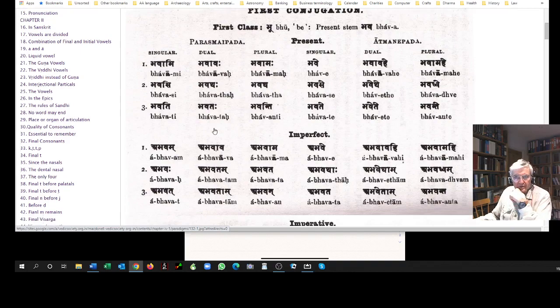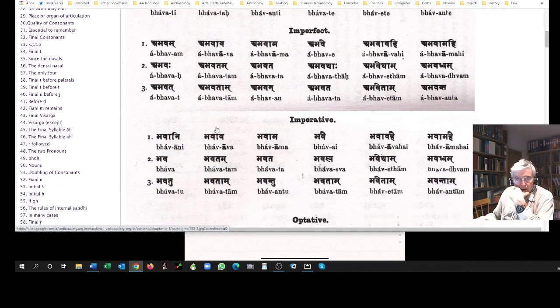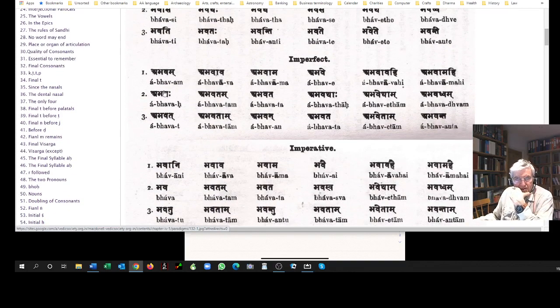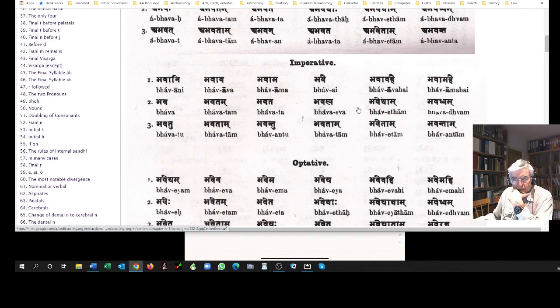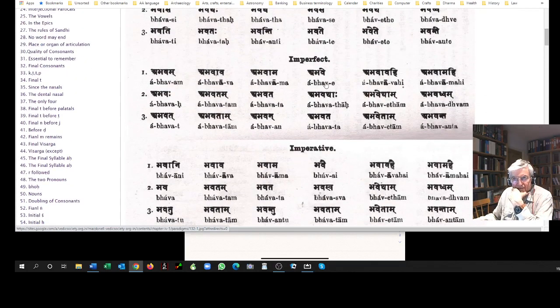So if you look at this table, they have all got this bhava, bhava, bhava, with one exception, maybe a couple of exceptions, bhave. In fact, that's a merging of bhava plus e.